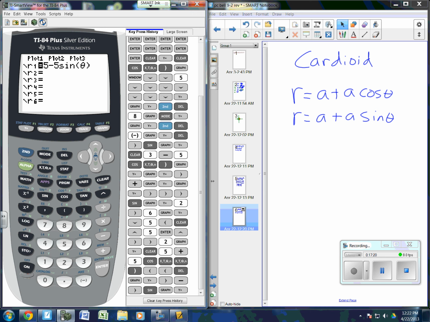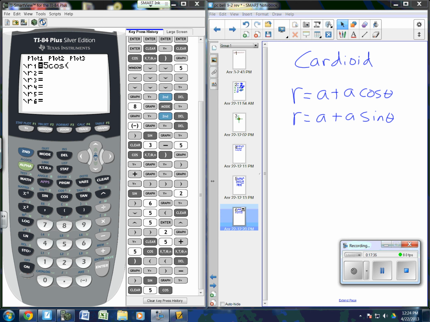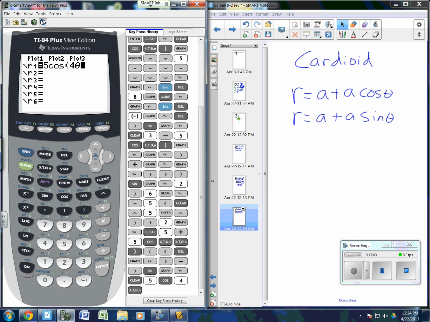Oh, hey, I want to make a rose. Okay, let's do this. Make a rose with 8 petals. First person that does that, I'm going to give a piece of candy to. A rose with 8 petals. What are you going to put in? 4 theta. What's the rule for getting an even number of petals? The number you put in for theta.